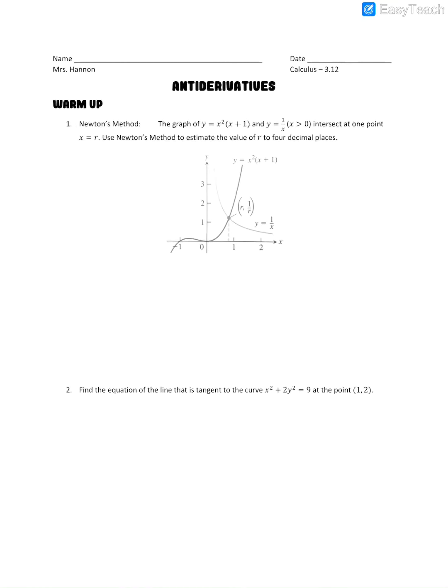Hello, this is Calculus Lesson 3.12, and today we're starting antiderivatives. So go ahead and try your warm-up. Number 1 is Newton's method, and number 2 is finding the equation of the tangent line.